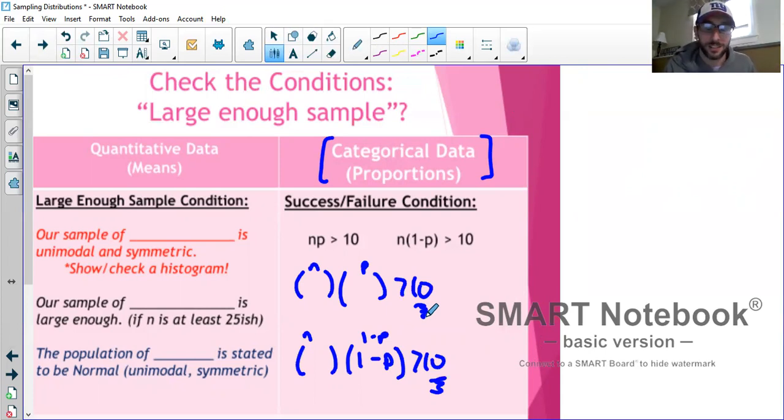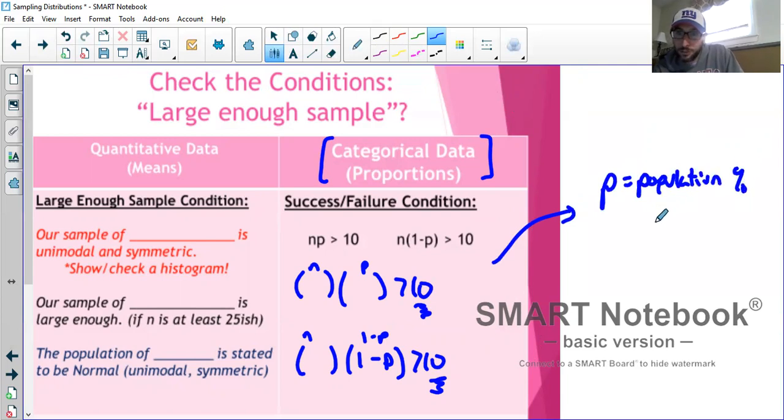That probably won't happen. The other thing you need to know, P is the population percent. Hopefully we know that. That'll have to be given to us in the question. And we know that N is our sample size. So this is mathematical, right? There's no sentence to write here. We're just going to show this multiplication and make sure these values are bigger than 10.